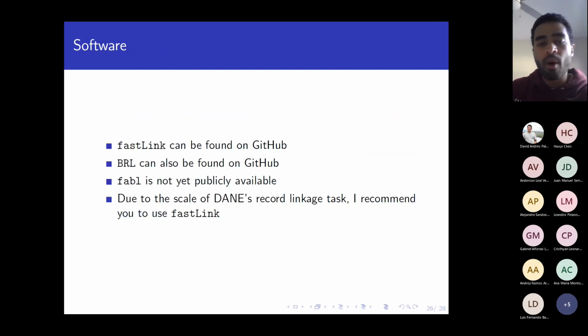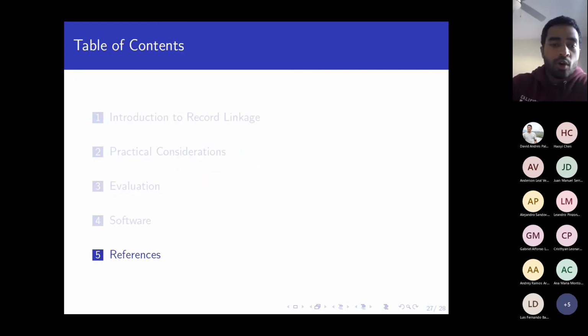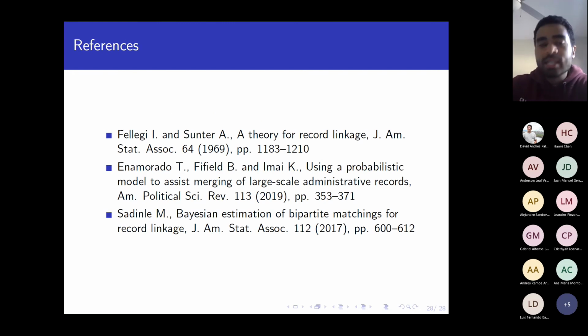And here, when I send out these slides, where it says GitHub right here, it is a link. And it has the links to where you can get these packages. And my method is called Fable Fast Beta Linkage. That's not publicly available yet, but hopefully soon. And due to the scale of the record linkage task, I'm going to recommend you use FastLink. And that's what I'm going to show you right now. And these are the citations for those methods that I introduced to you today.